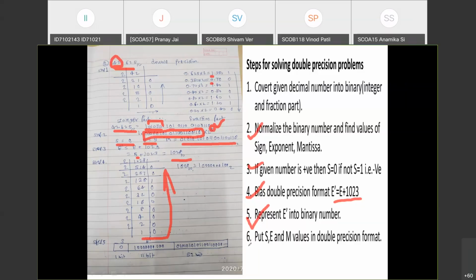After that, the last step is that we need to represent all this data. S is 1 bit, that is the sign bit, to represent the 0. Then the next 11 bits are your exponent and 52 bits are your mantissa, which you need to represent here. So that will be the final answer. Any doubt in this? Any doubt? Students, any doubt? No. Okay. I will go for the next example.